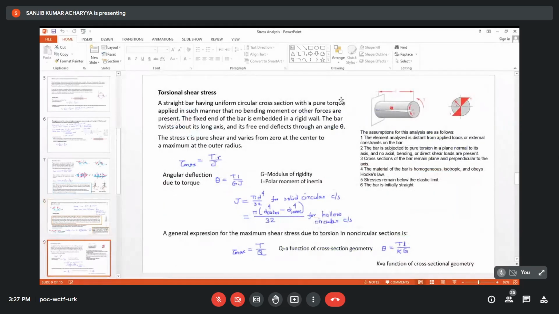Here torsion is given. Again I will ask the question, which cross section is critical? Sir, the outer cross section. Outer surface. Torque is equal along any cross section. Do you know that? Throughout this length, if you choose any cross section, the amount of torque applied over that cross section is the same. Do you agree or not?